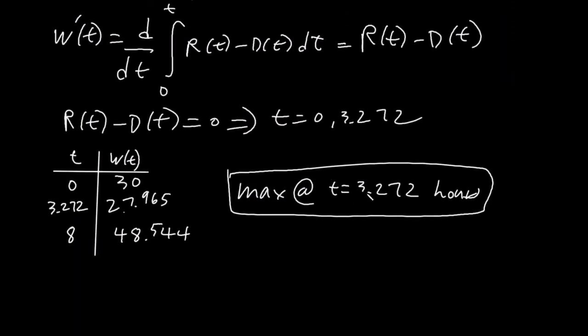This was a 3-point question. 1 point for taking this r of t minus d of t, 1 point for getting your right answer, and 1 point for the justification. In this case, our table is serving as a wonderful justification.